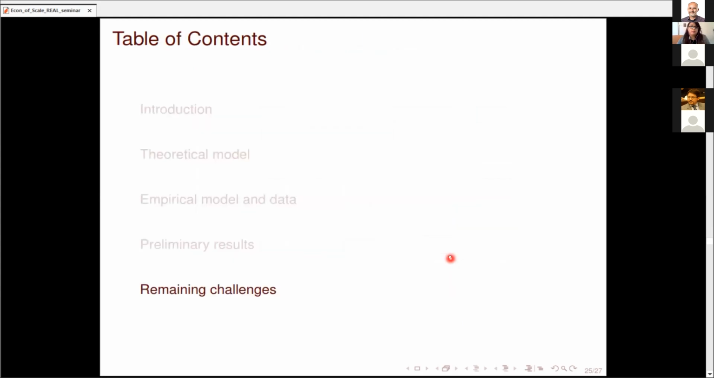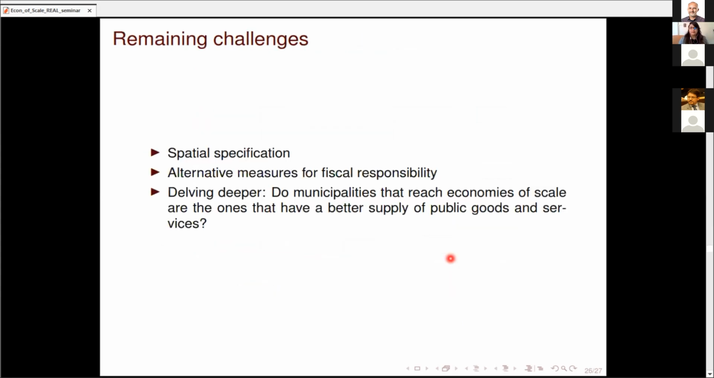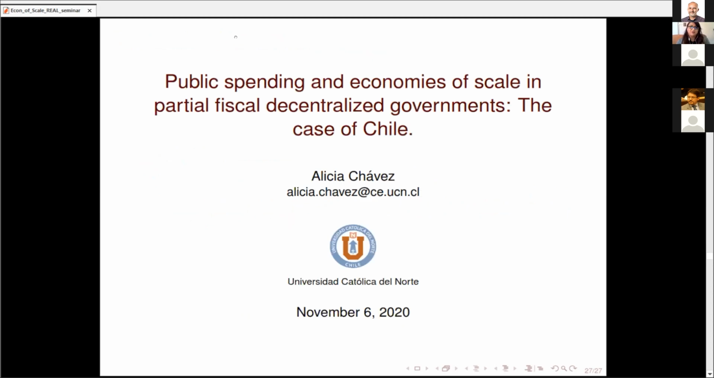To conclude, this is still a work in progress, so we have many issues still to solve. The first one, of course, is to solve our spatial specification. Also, we want to think of alternative measures of how to account for this fiscal responsibility that we talked about in our introduction. And even though the results are interesting by themselves, we want to link them to something that can give us a little bit more insight. Maybe see if the municipalities that reach economies of scale are the ones that have a better supply of public goods or not. And this is my presentation, and thank you very much for the opportunity.